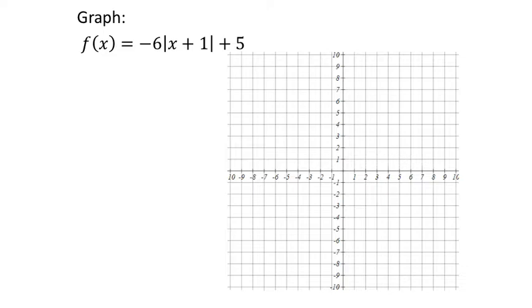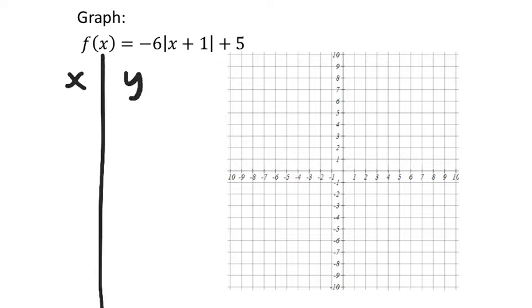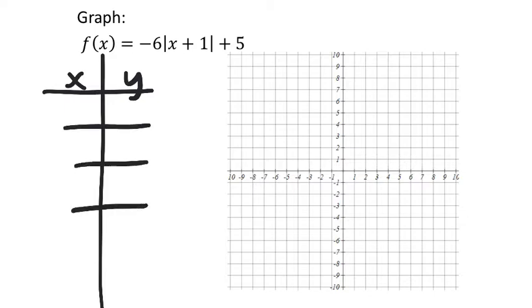So let's go ahead and start with our table. We got x's and y's. And let's hope that, again, the same 6 values will work for us. I think that's 6. 6, there we go. All right, so let's try the same values. I'll say -2, -1, 0, 1, and 2.